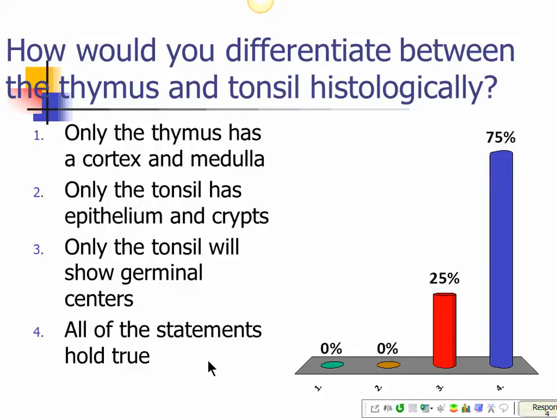All the statements hold true. See, between these two, we are only talking about these two. Only the thymus has a cortex and medulla. The tonsil has epithelium and crypt. So automatically these two statements are correct. And remember, the thymus does not have germinal centers. Only the tonsil has germinal centers. Okay, so all the statements are true.